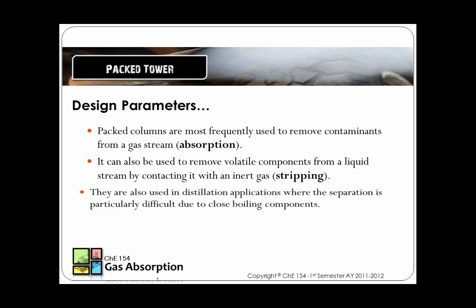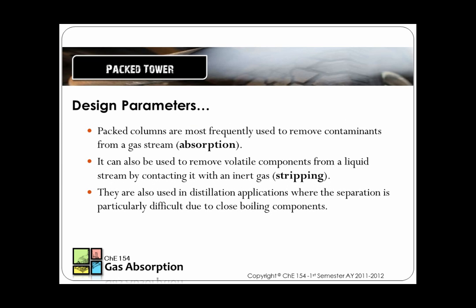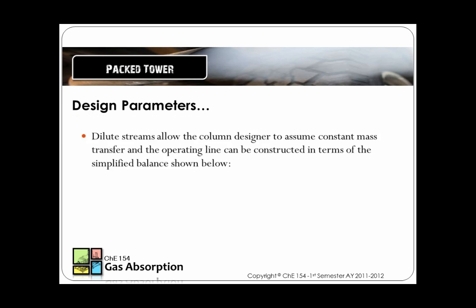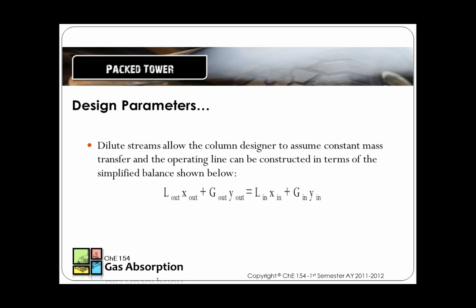The tabulated composition of contaminants is required in order to plot the equilibrium line. This line will be used in designing the tower and determining the number of stages. In cases where the tabulated data is unavailable and the concentration of contaminant is very small, we can use Raoult's law to estimate the curve. The simplified balance equation shown below can be used in the construction of the operating line. This line, along with the equilibrium line, will be used in the graphical analysis of tower parameters.